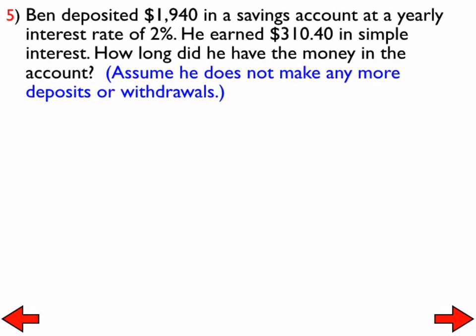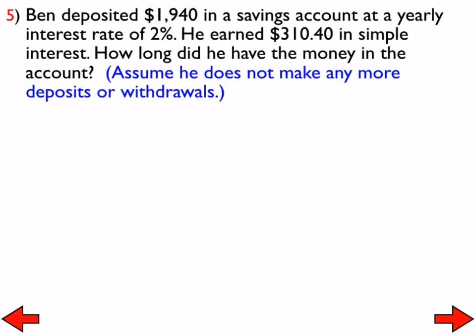Ben deposited $1,940 in a savings account at a yearly interest rate of 2%. He earned $310.40 in simple interest. How long did he have the money in the account? And once again, we are assuming he does not make any more deposits or withdrawals. That part in blue is not in your notes.